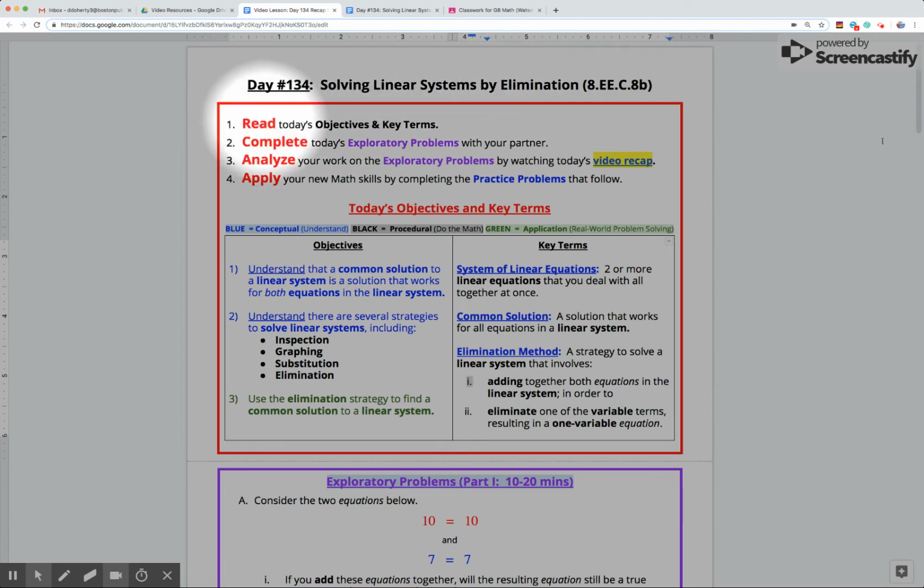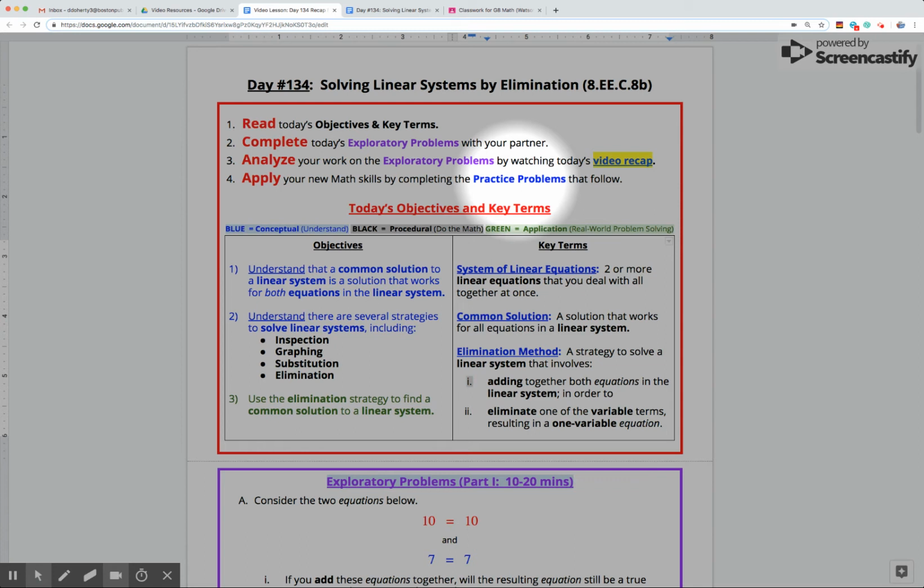By now, you already should have read through today's objectives and key terms. That's here in this red box, the first page you see each day. Definitely take the time to read through the objectives and the key terms. And you already should have tried to complete some of today's exploratory problems, the purple boxes, with your partner. Now you're on to step 3, analyzing some of your work on those problems before you start working on the blue box problems, the practice problems on your own.